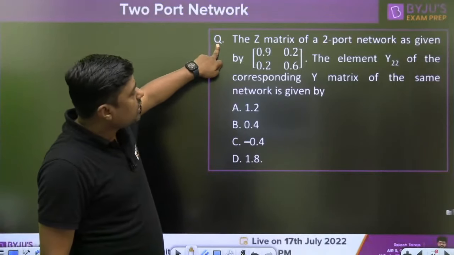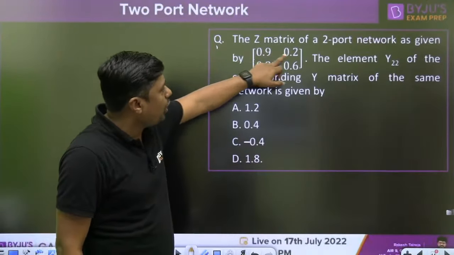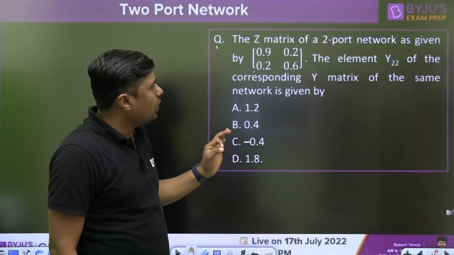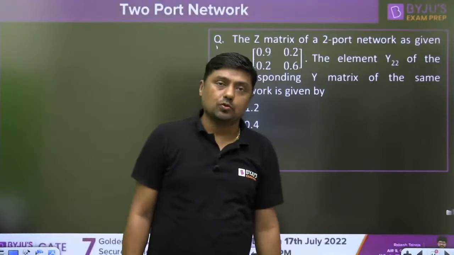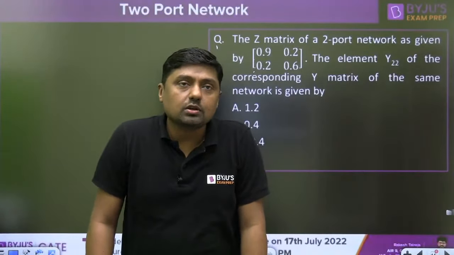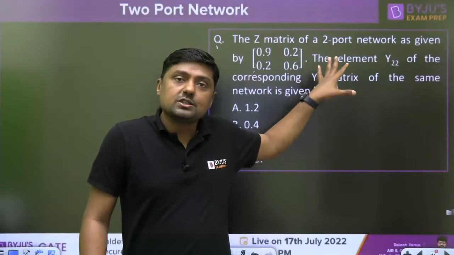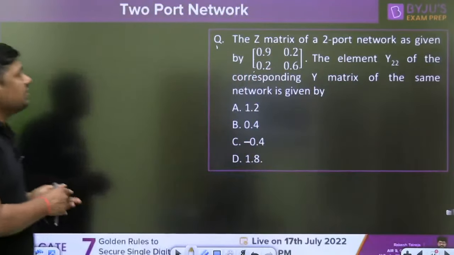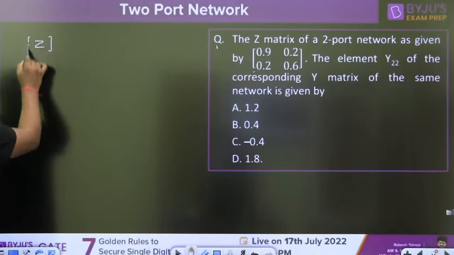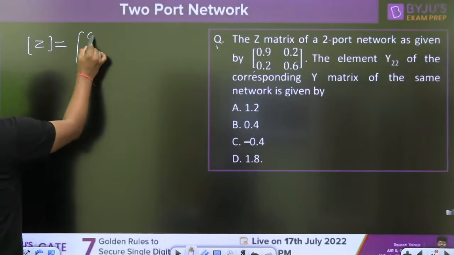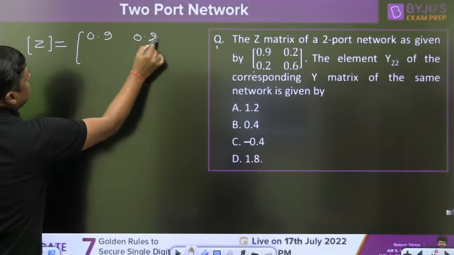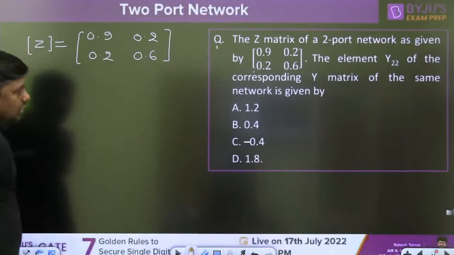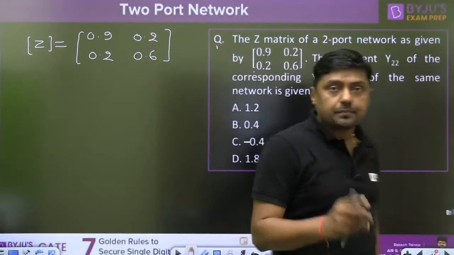Now, Z matrix of a two-port network is given by 0.9, 0.2, 0.2, 0.6. The element Y22 of the corresponding Y matrix: what is the Y22? And tell me, what about this matrix? Is it a reciprocal network or non-reciprocal network? Z matrix is given here. Tell me, is this a reciprocal network or non-reciprocal?